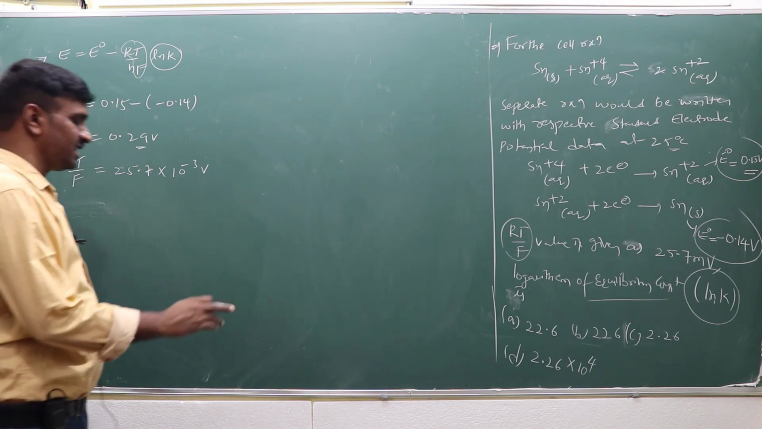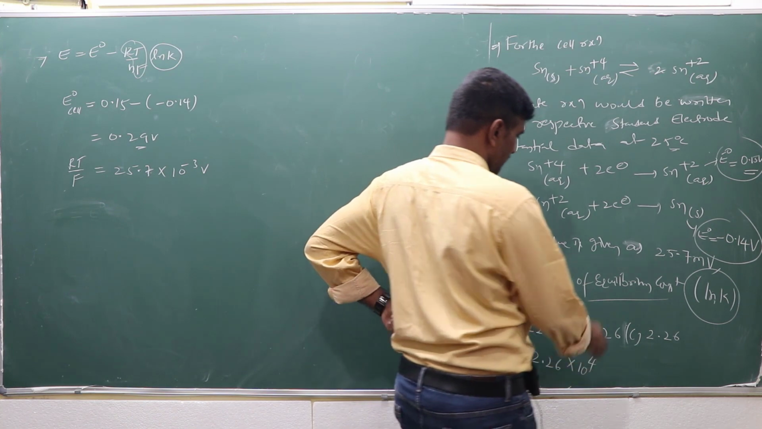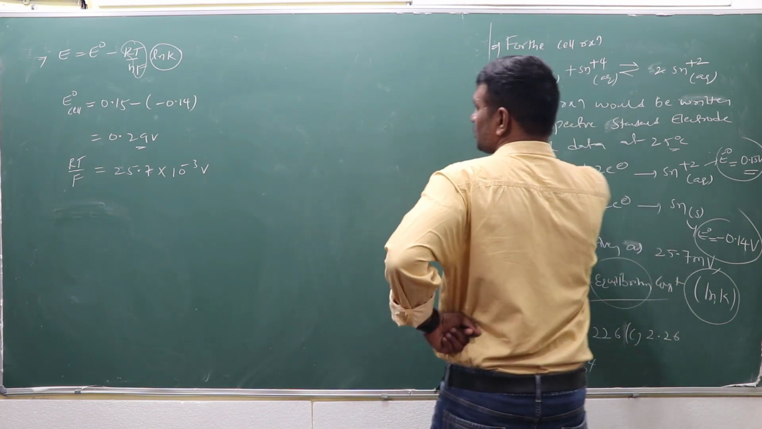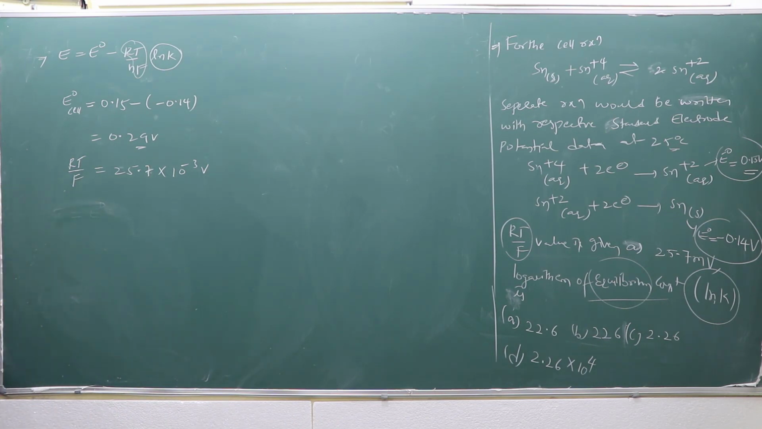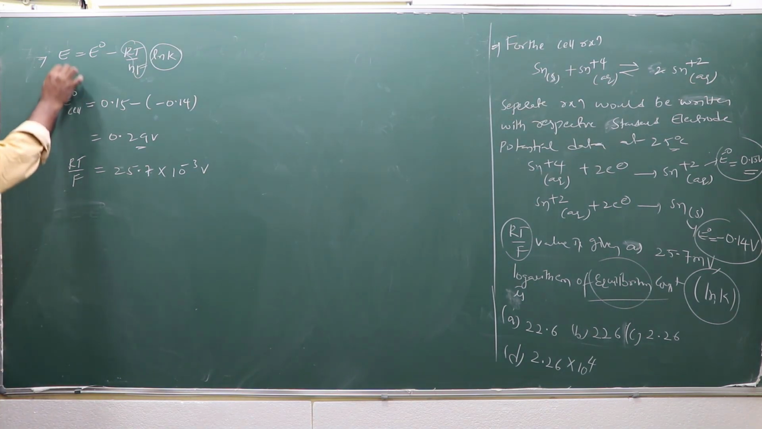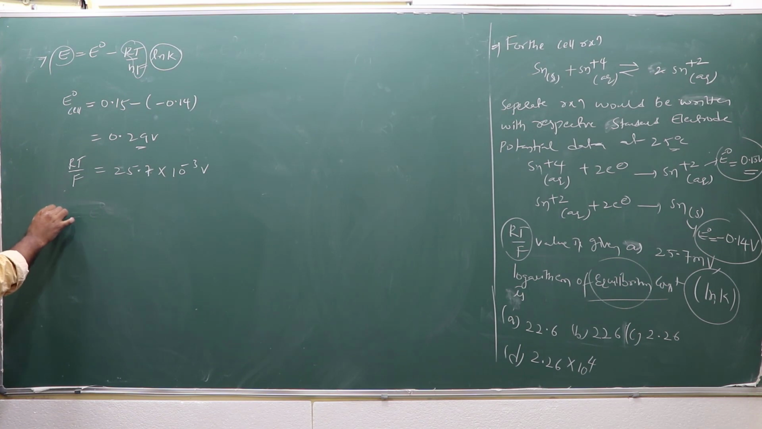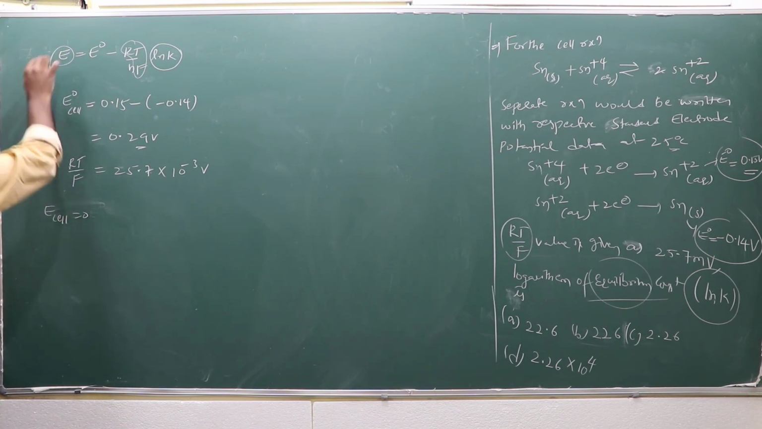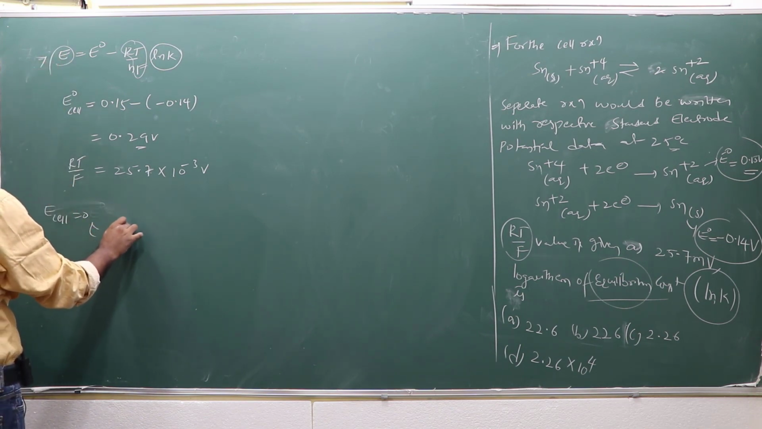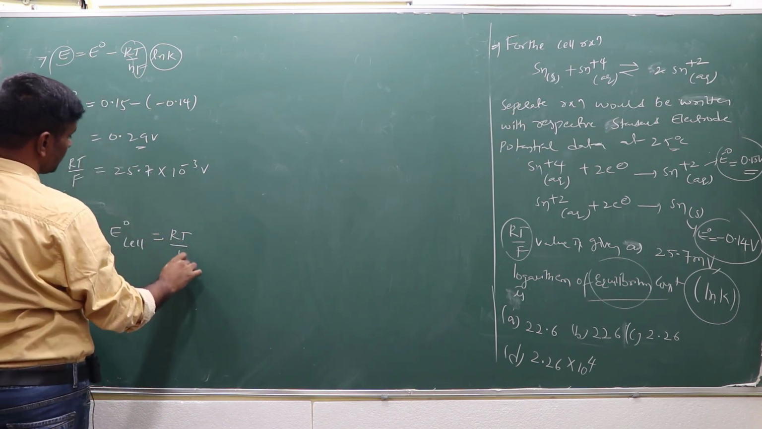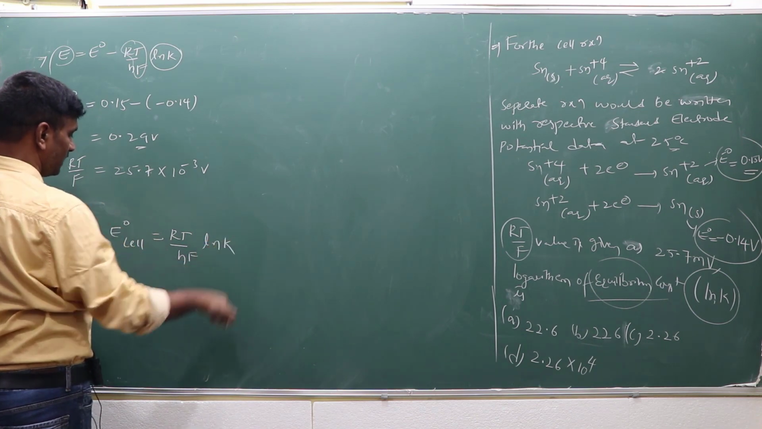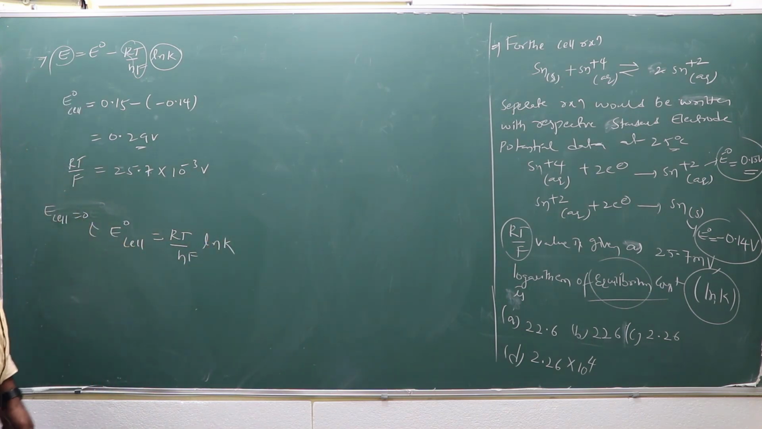Now here it is mentioned as equilibrium. For an equilibrium reaction specifically mentioned, E cell will be 0 because delta G is equal to 0. E cell is 0. When E cell is 0 for equilibrium type of reactions, then E0 cell is equal to RT by NF ln K.